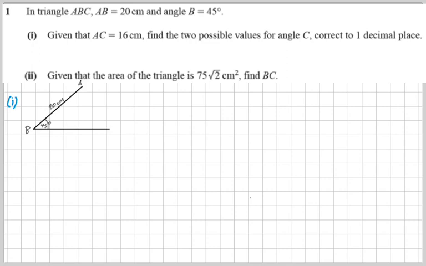And then we're told that the third side, the one that we don't know anything about yet at all, is 16 centimetres. Now that can either be here or here. We don't know which. Both are valid possibilities. So we're either trying to find that angle there, which I'm going to call C, or that angle there, which I'll call C dash, or C prime.